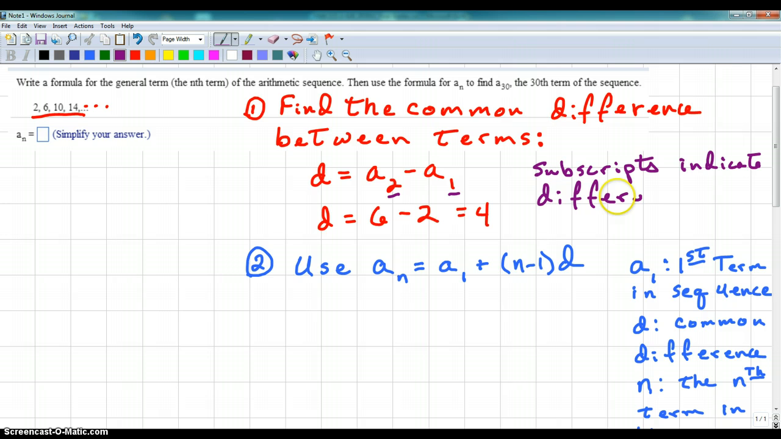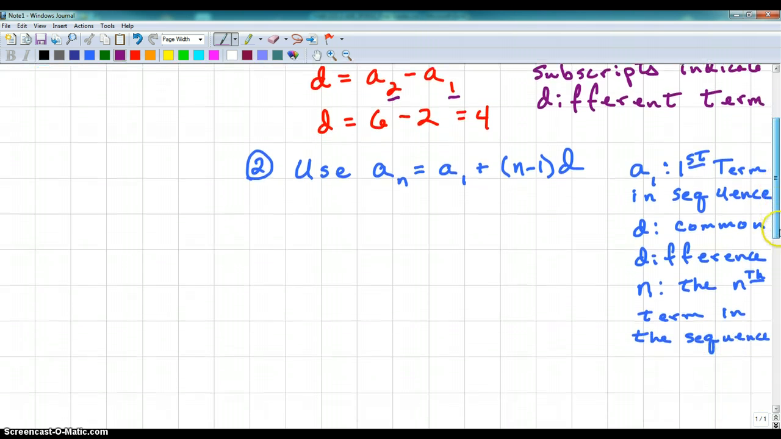Now that we're aware of what subscripts mean, we're going to move on to the second step in this problem, which is to use this formula. Since we're dealing with an arithmetic sequence, some sort of arithmetic is in order to go from one term to the next term. You'll notice we have subscripts here: a sub n and a sub 1. A sub 1 is the first term in the sequence.